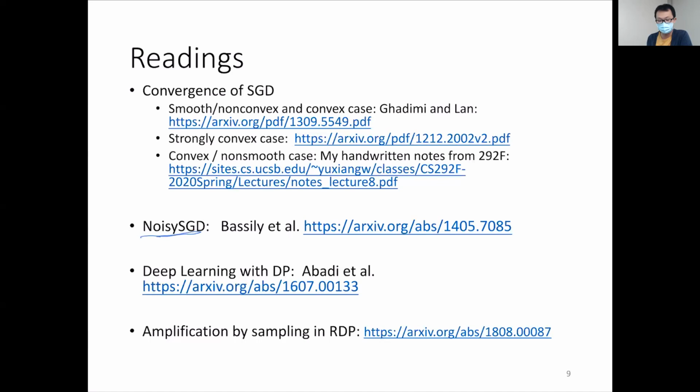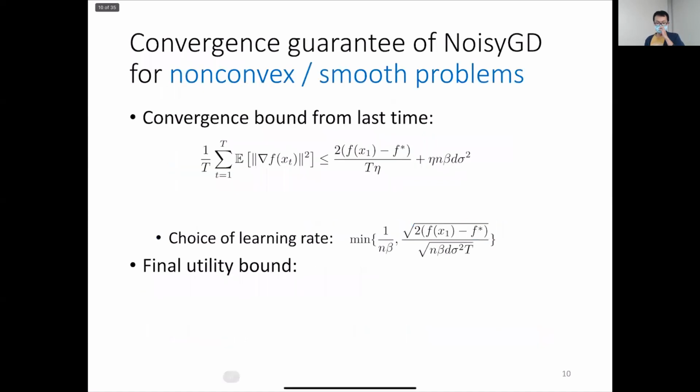And they also established information theoretic limits, right? Which implies that a lot of the bounds that we'll be deriving are the best that any algorithm could achieve. So we are really approaching the limit of algorithm design under differential privacy constraints for learning. And yeah, for deep learning with differential privacy and amplification by sampling and so on, there are other references that we'll be drawing information from. Okay, so we'll start with what we have seen from last time.